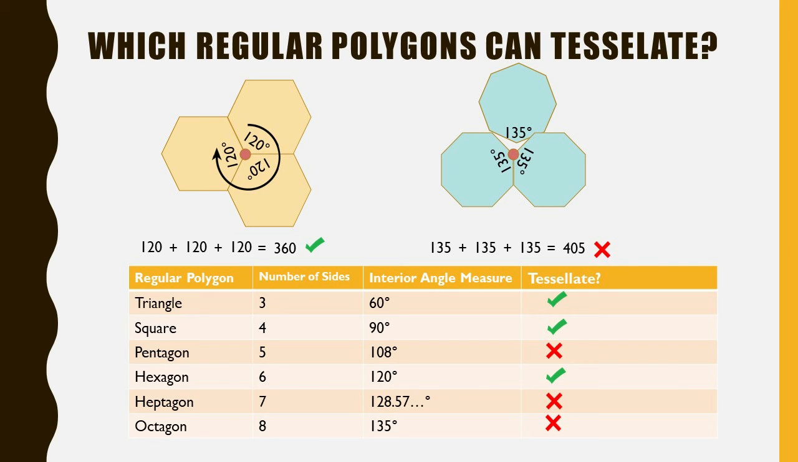You might say, how can you know for sure that none of the higher number side regular polygons will tessellate? Well, look at those interior angle measurements. They keep getting larger and larger. Since they're getting larger and larger, we can safely say that none of the ones with higher angles will tessellate, since 135 was already too large to tessellate.